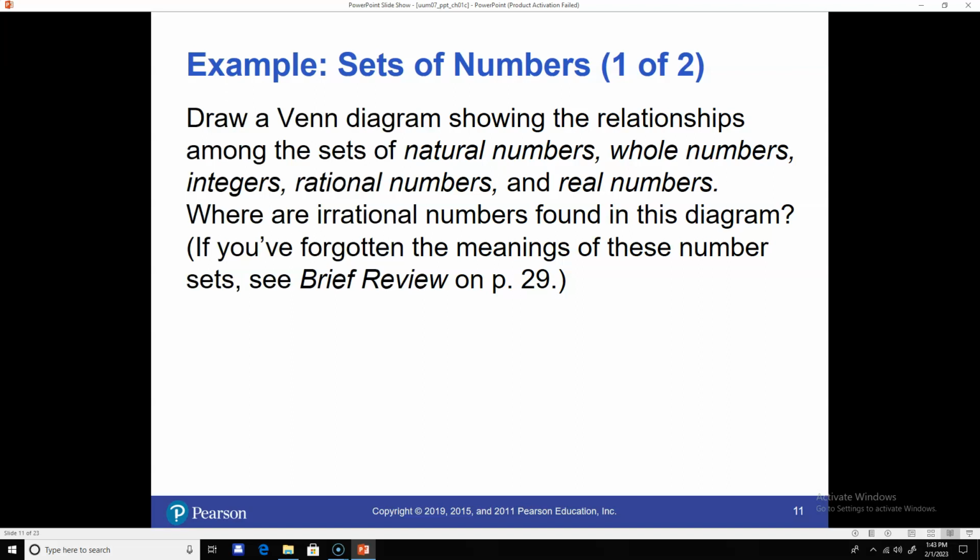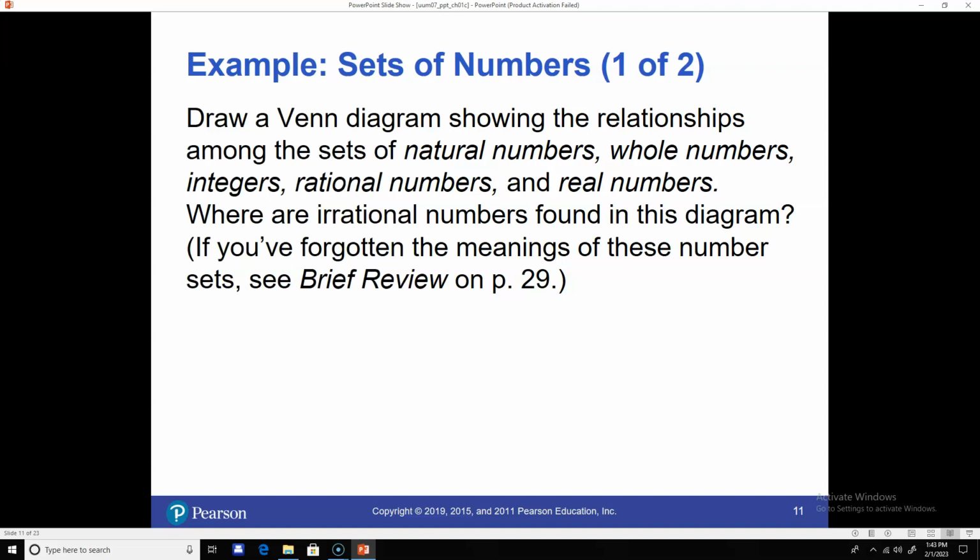Rational numbers are numbers that include all fractions, and real numbers are basically all the numbers that we study in algebra. So they include rational, irrational, all those different numbers. So all of those numbers we see are properly contained, they're subsets. So natural numbers are a subset of the whole numbers, which are a subset of the integers, which are a subset of the rationals, which are a subset of the reals.